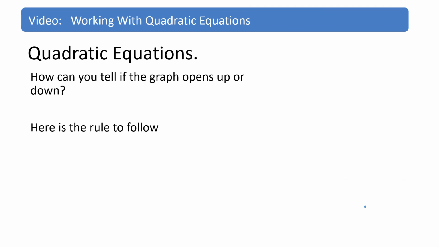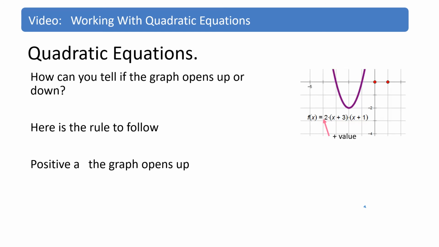Here is the rule to follow. Positive a, the graph opens up, as shown. Negative a, the graph opens down.